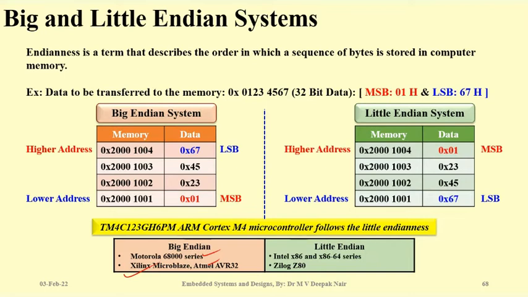So if you are following a Xilinx board or something, they use a big Endian system. Little Endian systems include ARM, one example being ARM Cortex-M4. Apart from that, Intel's x86 and x64. x86 means 32-bit systems and x64 means 64-bit systems. Even your latest Intel i7 and i5 use a little Endian system. Apart from that, Zilog is another microcontroller and microprocessor manufacturing company.